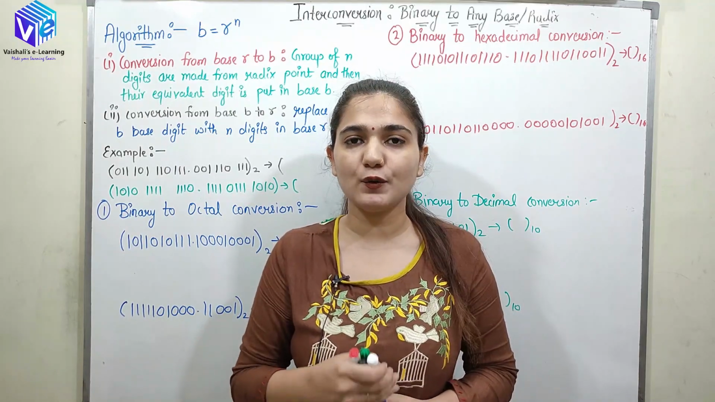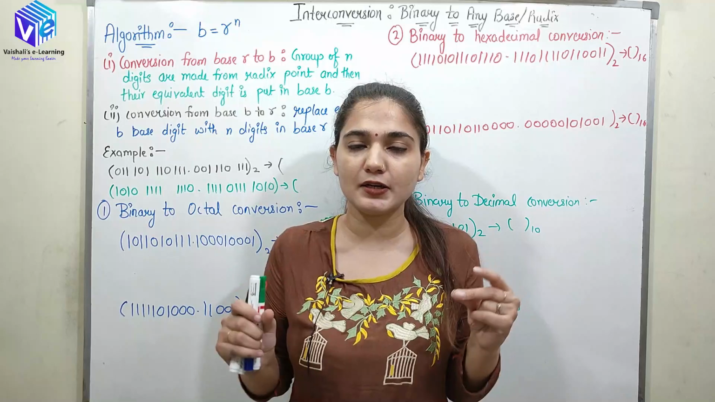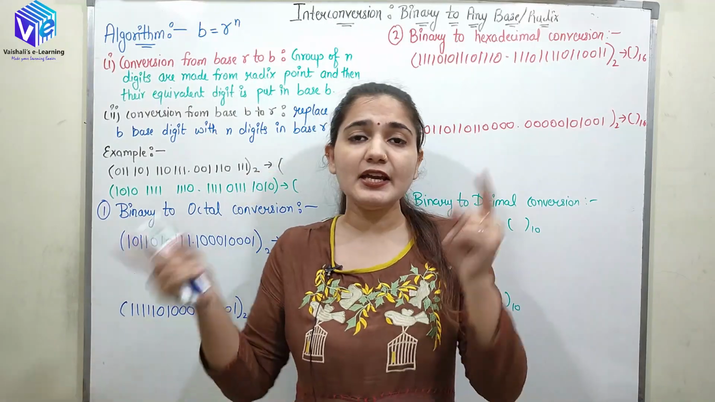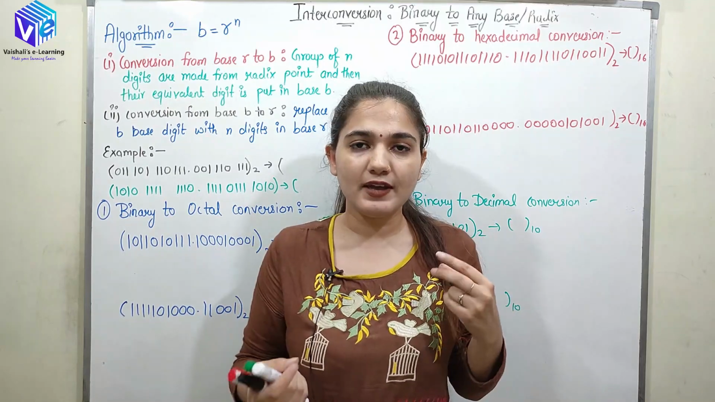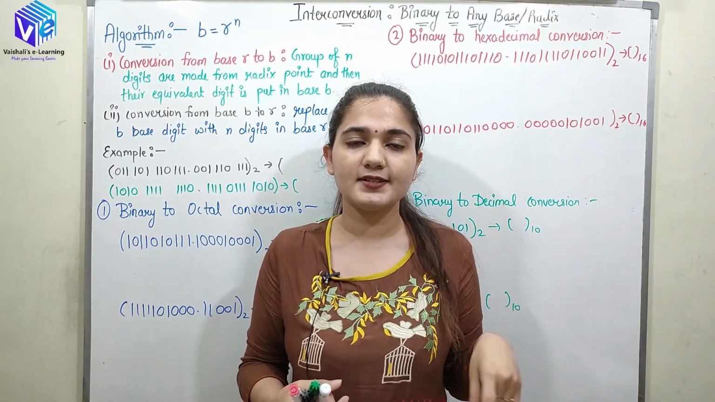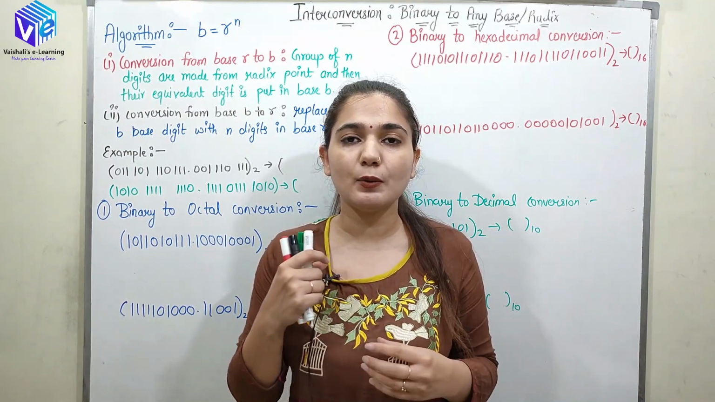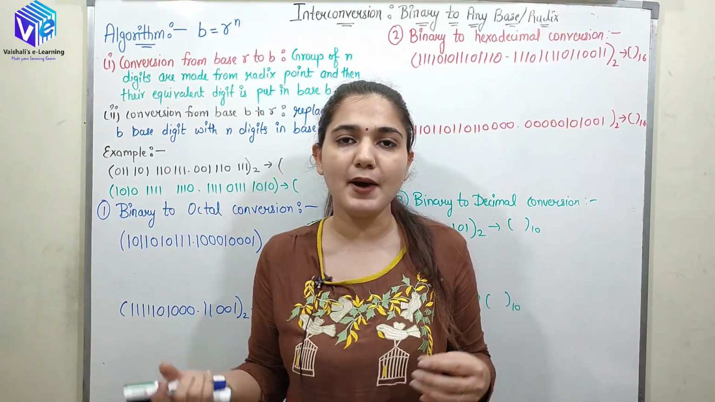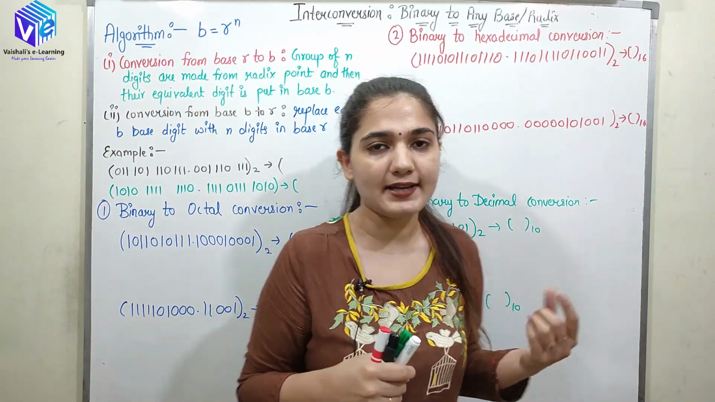Today in this video, we are going to talk about the second type of interconversion, from binary to any other number system. We know we have four types of number system: decimal, binary, octal and hexadecimal. So we are converting from binary to decimal, binary to octal and binary to hexadecimal.